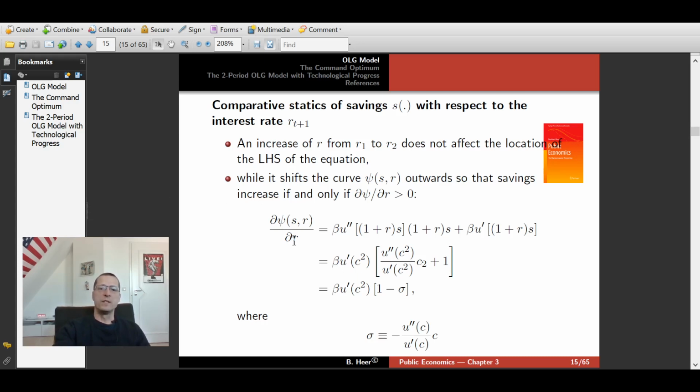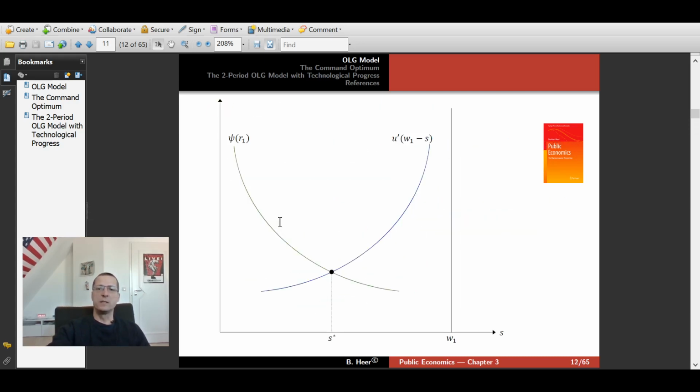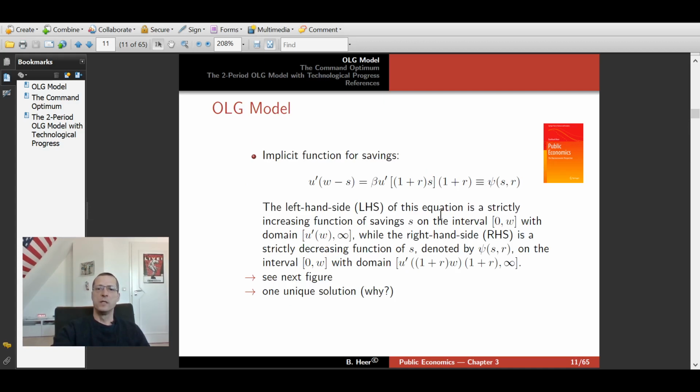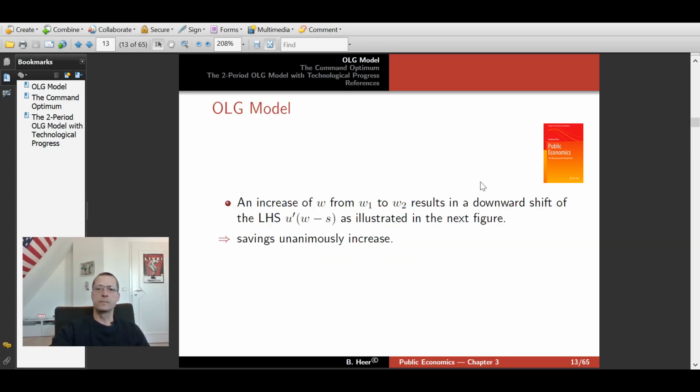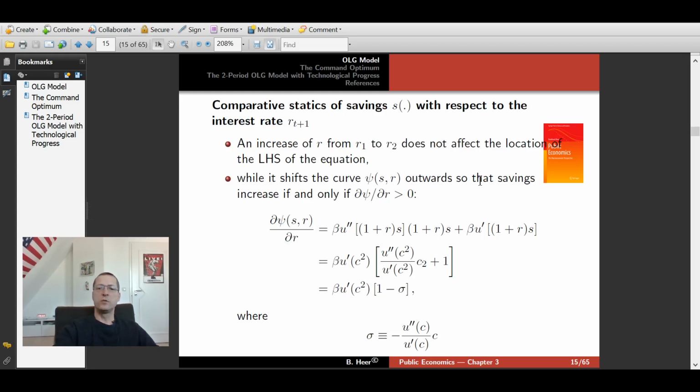What is the effect of an increase in the interest rate R on the right-hand side psi? So we differentiate the right-hand side of the Euler equation, beta times u prime of (1 plus r) times s times (1 plus r), with respect to r. So we have to use the product rule on the first term and the second term. And it's easy to derive the derivative of psi with respect to the real interest rate r, which is given by the next to the bottom line on slide 15.